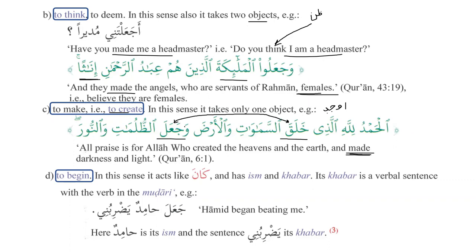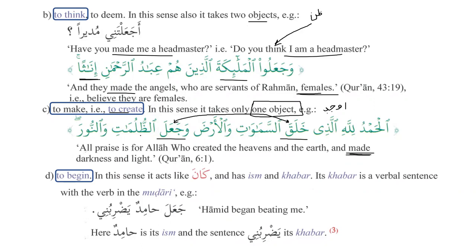Okay, to change from one thing to another, like I molded the clay into a doll, something like that. So that comes in the first meaning, Ustad. And here, how many objects does it take? Here also it takes two, I guess. No, please check here. It says one object.